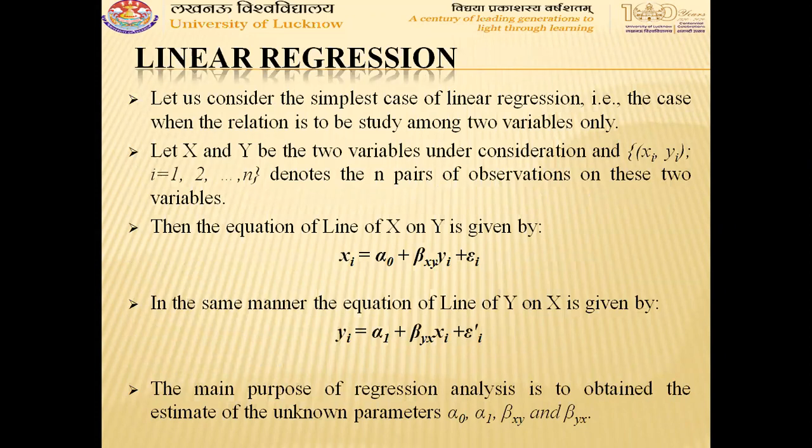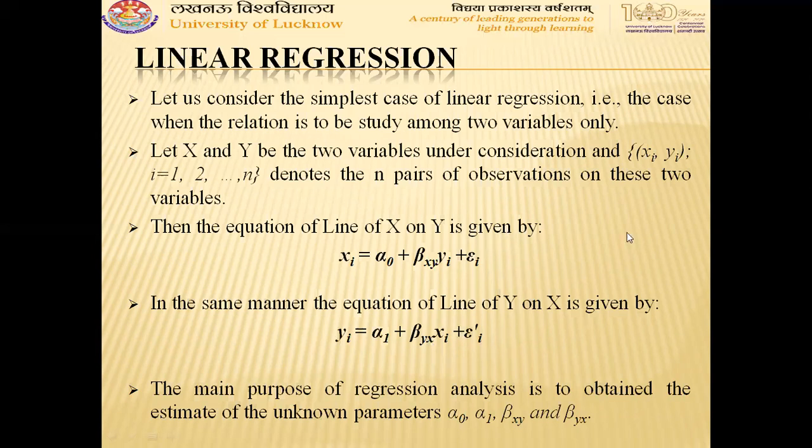Now we consider the linear regression between two variables x and y only. So the set of observations is represented as xi, yi. Using these variables x and y, we can fit two equations of lines. One is called the line of x on y, that is xi is equal to alpha naught plus beta xy yi plus epsilon i. In the same manner, another equation of line can be represented as the line of y on x, that is yi is equal to alpha 1 plus beta yx xi plus epsilon i dash.